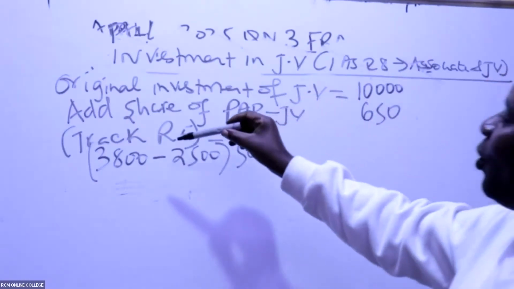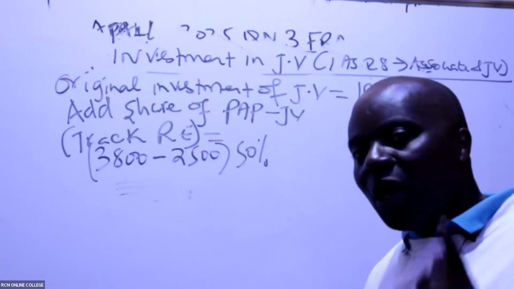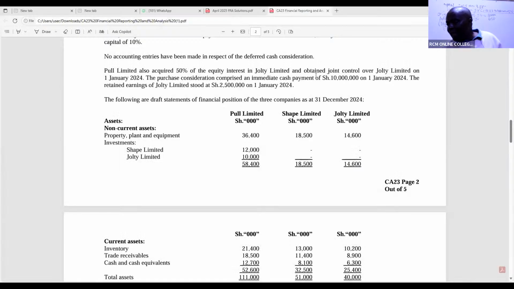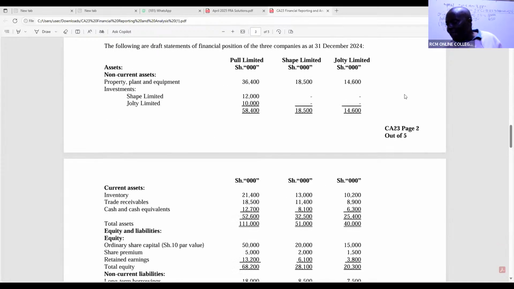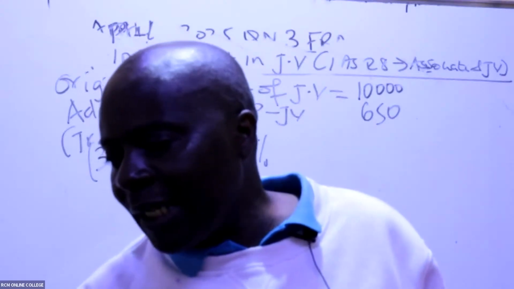So what have we said? Somebody is telling me to repeat this. What have we said about share of post-acquisition profit for the joint venture? We track the movement in retained earnings. When we bought this joint venture, it had retained earnings over how much? You can see here, Pool Limited acquired this 𝗀𝗘𝗟𝗕. The retained earnings at acquisition, this date, was 2,500. How about retained earnings at the date of reporting? You can see retained earnings here for 𝗀𝗘𝗟𝗕 is 3,800. So the profit here will be 3,800 minus the 2,500. Take 50% of that. I hope that's a little bit clear now.